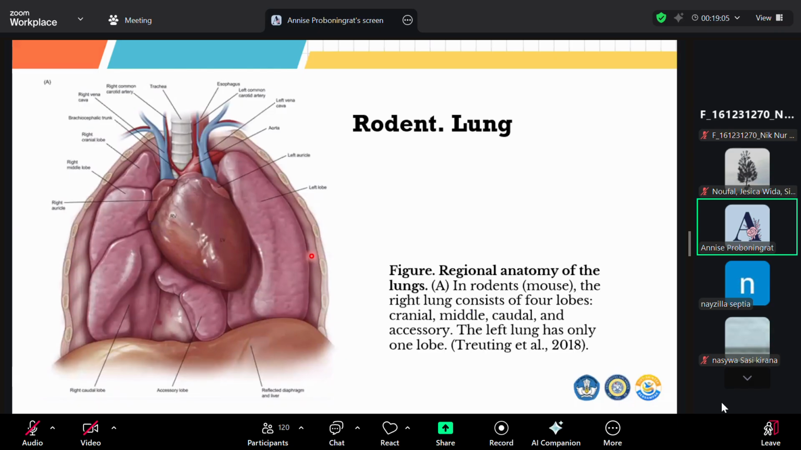This is the lung in rodents. Especially in mouse, the right lung consists of 4 lobes: the right cranial lobe, right middle lobe, right caudal lobe, and also the accessory lobe that is located beneath the heart. And then the left lung has only 1 lobe.